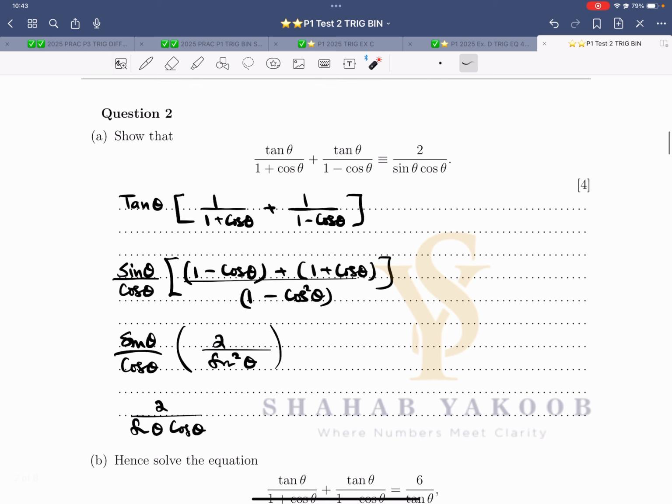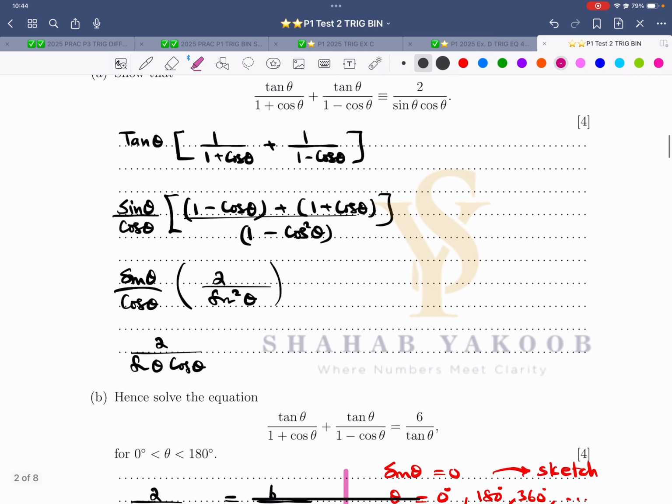Question number 2. It says show that tan theta over 1 plus cos theta, plus tan theta over 1 minus cos theta is 2 over sin theta cos theta. The very first thing that I did was to take tangent theta common and then write tangent as sine over cos. That's the first thing.